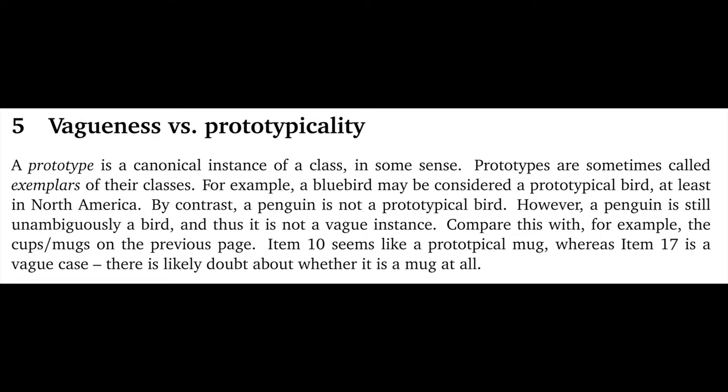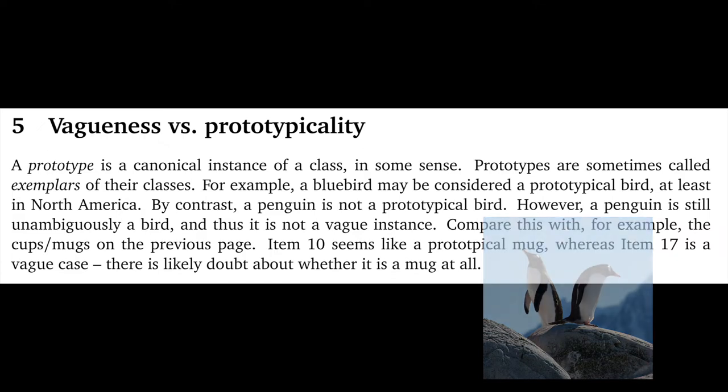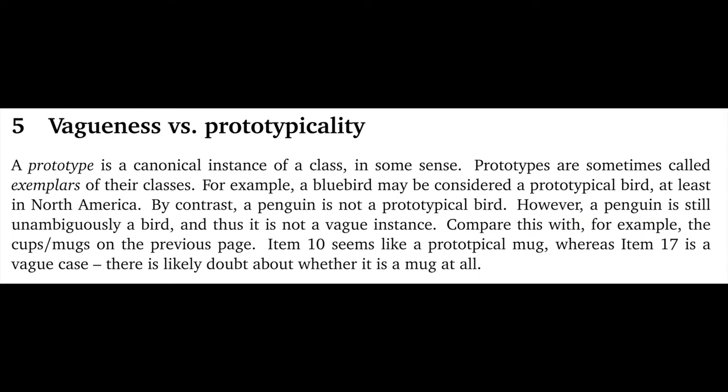So a prototype is a canonical instance of a class in some sense. And prototypes are sometimes called exemplars of their classes. For example, a bluebird may be considered a prototypical bird, at least in North America. By contrast, a penguin is not a prototypical bird. However, a penguin is still unambiguously a bird, and thus it is not a vague instance of a bird. I do think that prototypes will generally be non-vague instances, though.